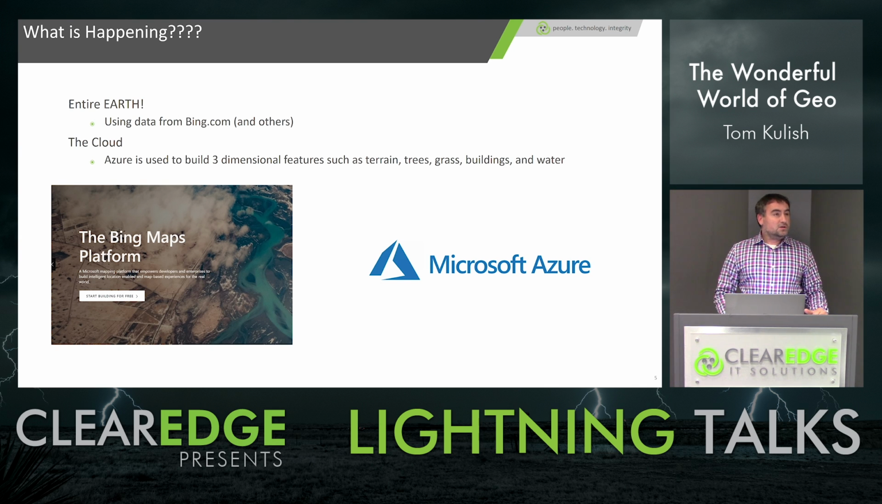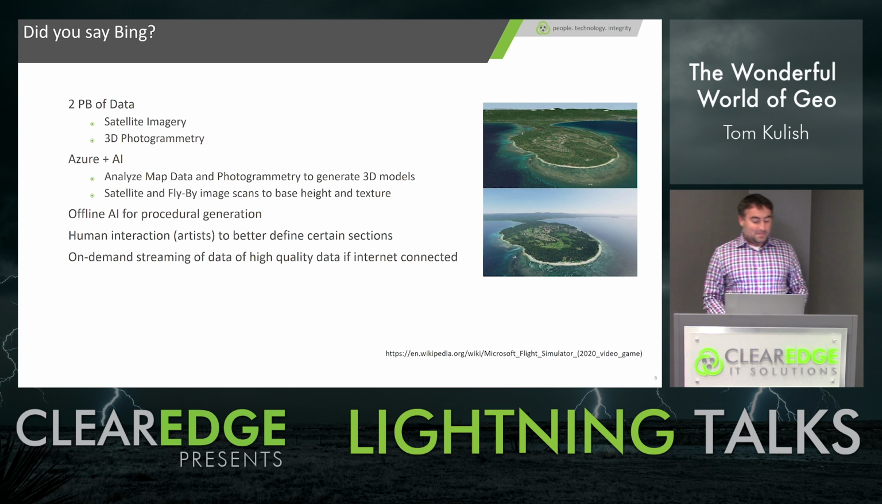So yes, I did say Bing, because that's kind of interesting. What made me interested in this is that I didn't realize how much data was behind it. There's 2 petabytes of map data that is helping generate these sources. So there's satellite imagery, the 3D photogrammetry. I actually had to look that one up. I didn't know what that was. It's an art and or science of extracting 3D information from photographs. Usually it takes overlapping photographs of an object, a space, a structure, and converts them into 2D and 3D models. Used a lot for 3D printers.